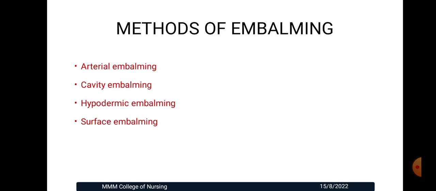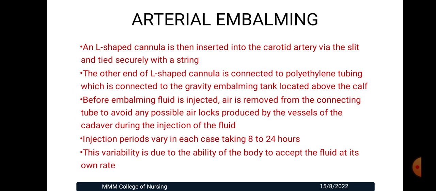Methods of embalming: arterial embalming, cavity embalming, hypodermic embalming, surface embalming. Arterial embalming: an L-shaped cannula is inserted into the carotid artery via the slit and tied securely with a string. The other end of the L-shaped cannula is connected to polyethylene tubing, which is connected to the gravity embalming tank located above the cadaver.